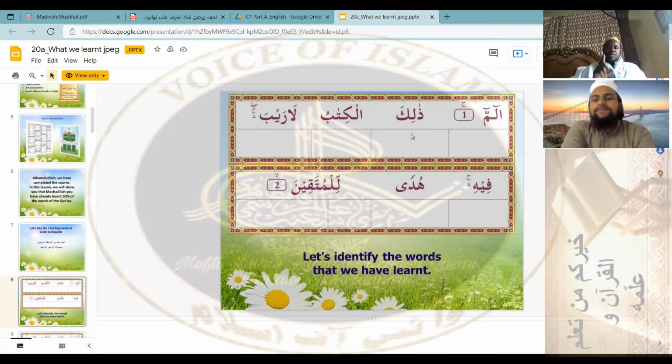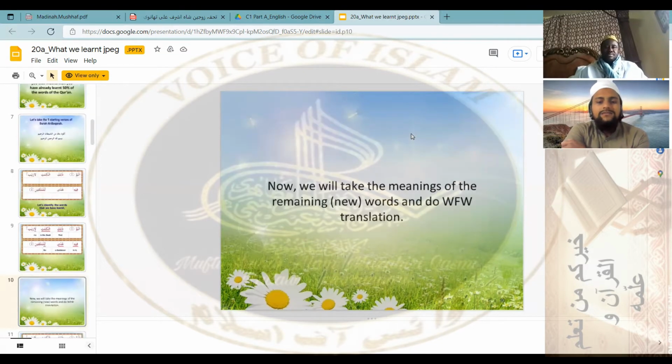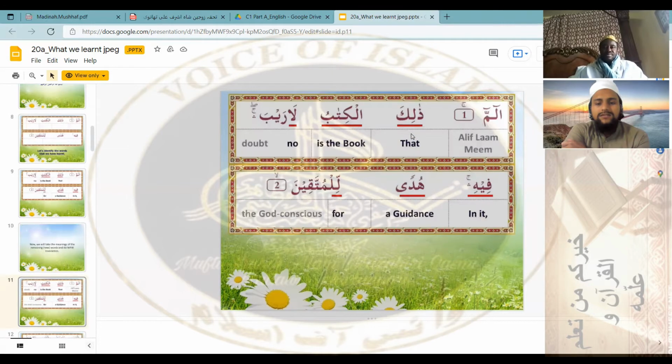Okay, al-kitab means the book. La raib. La means no. Okay, hudan means guiding. MashaAllah. Correct answers, almost. Now we will take the meanings of the remaining new words and do WFW translation, word for word meaning.